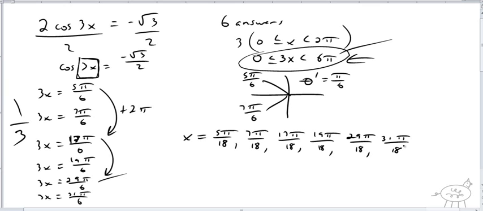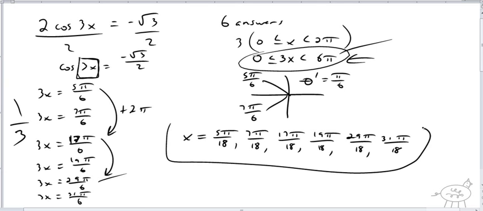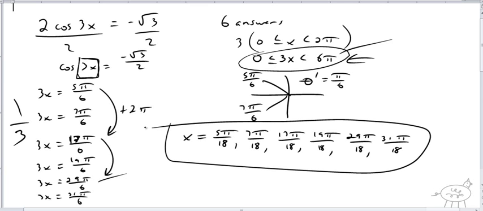Okay, and again, is that x between 0 and 2 pi? Sure is. 31 pi over 18 is less than 2 pi. Okay, and 5 pi over 18 is greater than 0, so we're good to go. And these guys right here are my answers. Okay, again, all between 0 and 2 pi. Okay, sounds good? All right, let's try one that is not necessarily quite as friendly.